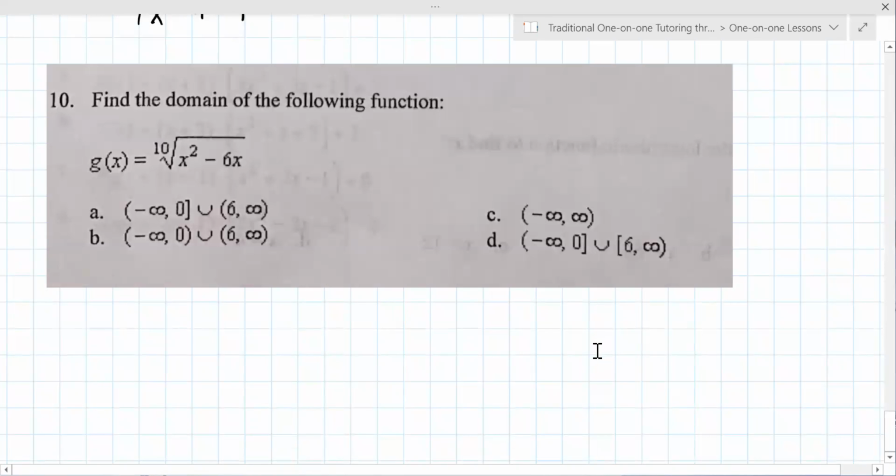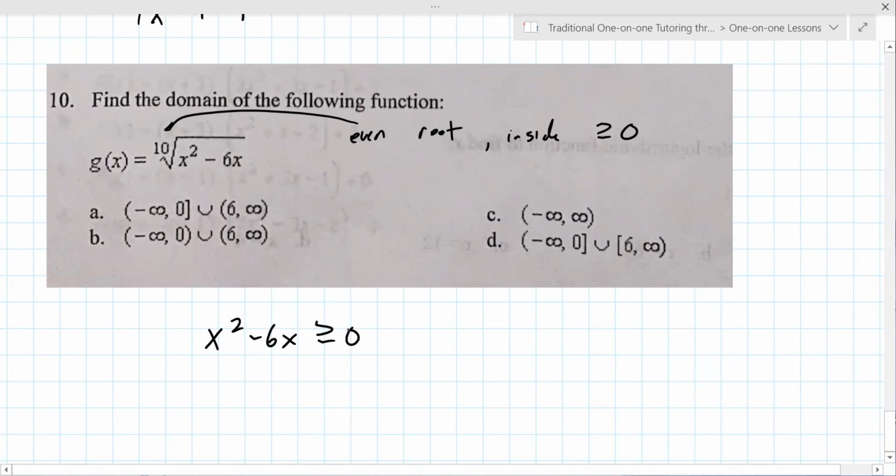Okay, give the domain of the following function. So whenever you have an even root, the inside has to be greater than or equal to 0. You can only take the even root of a positive number or 0. So in other words, we're saying x squared minus 6x greater than or equal to 0. So to do this correctly, you want to factor out an x minus 6 greater than or equal to 0.